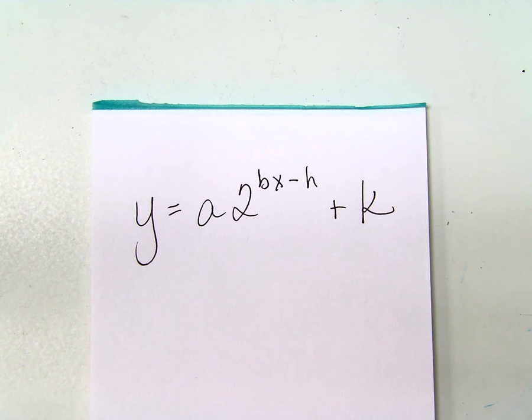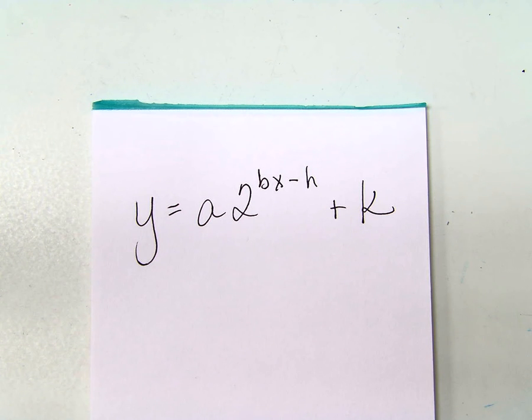What does the H cause? Horizontal shift, right? Left or right. And what about the K? Vertical shift up or down. Okay? Do you remember all that stuff? Because you did the assignment or because you recognize it's very similar to all the other parent functions we've done so far this year? Hopefully both, but I'll at least take the second one, right?